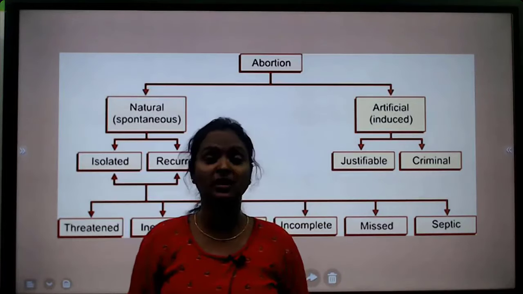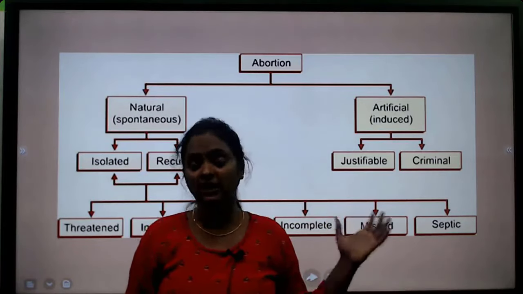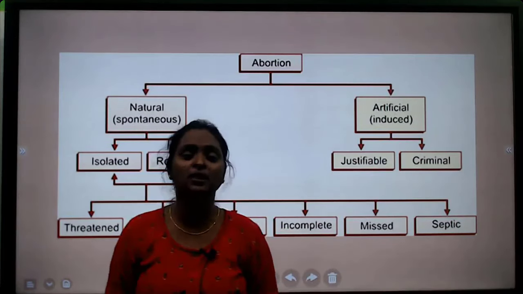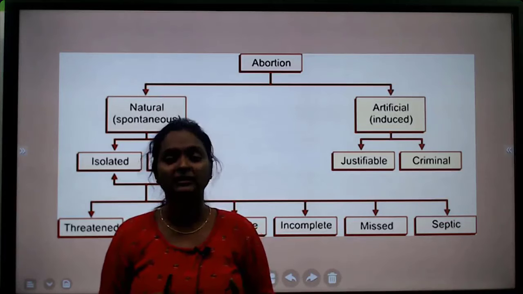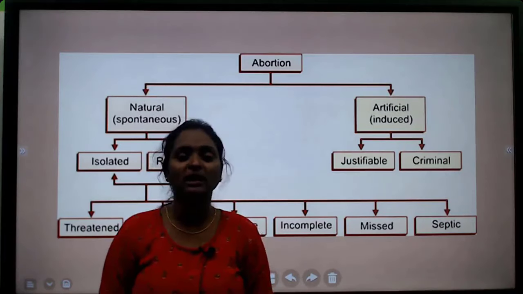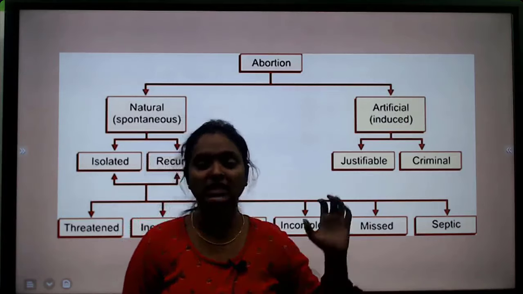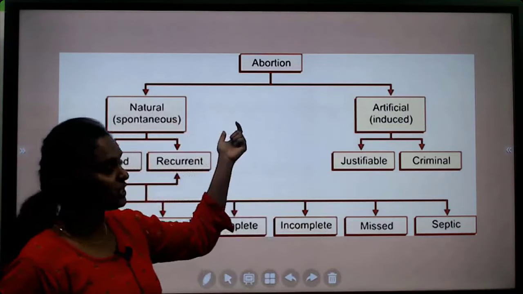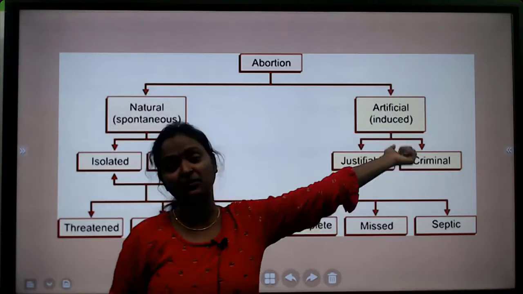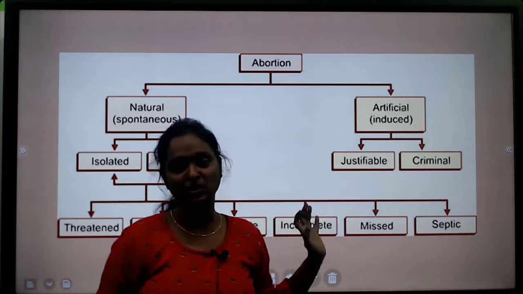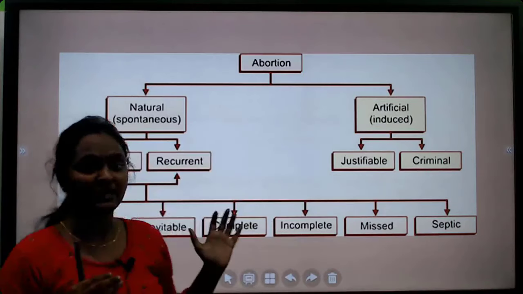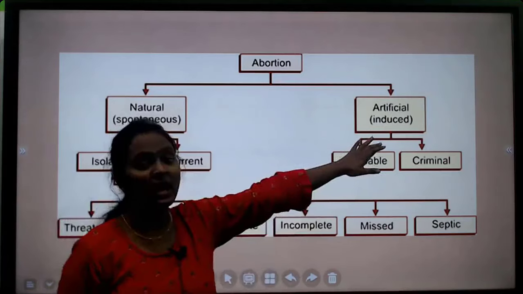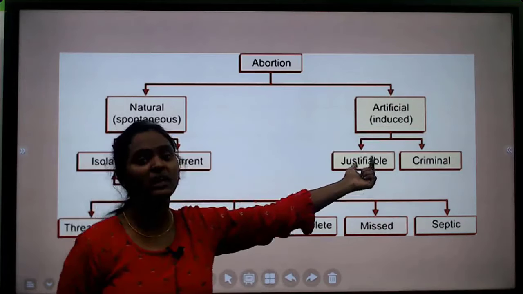Then we'll discuss the risk factors. The risk factors leading to abortions are alcoholism, if the mother has the habit of alcohol and smoking, and hypertension. These lead to abortion. Next we will see the types of abortion: natural abortion and artificial abortion. Natural abortion depends on maternal causes or risk factors. Artificial abortion is because of MTP.